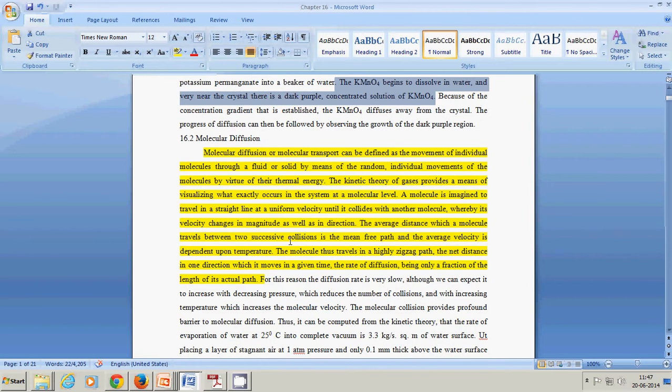Now, under mass transfer there are two main classifications: diffusional mass transfer and convective mass transfer. Diffusional mass transfer, as you can see, is due to the movement of individual molecules through a fluid or solid by means of random individual movement of molecules due to their thermal energy.